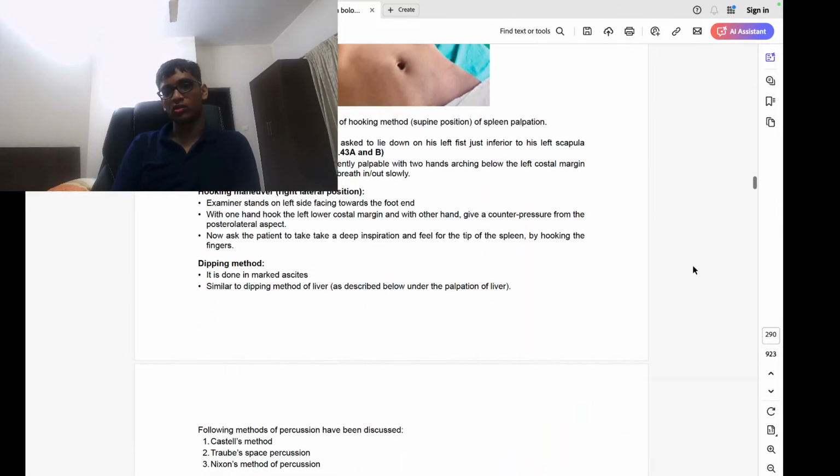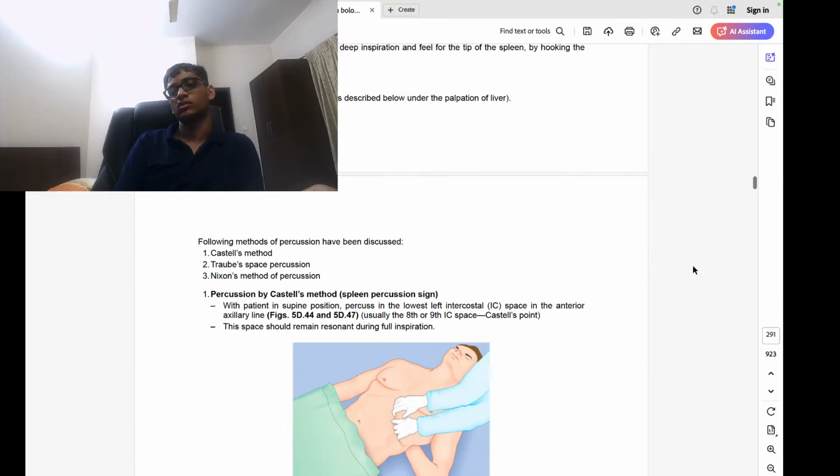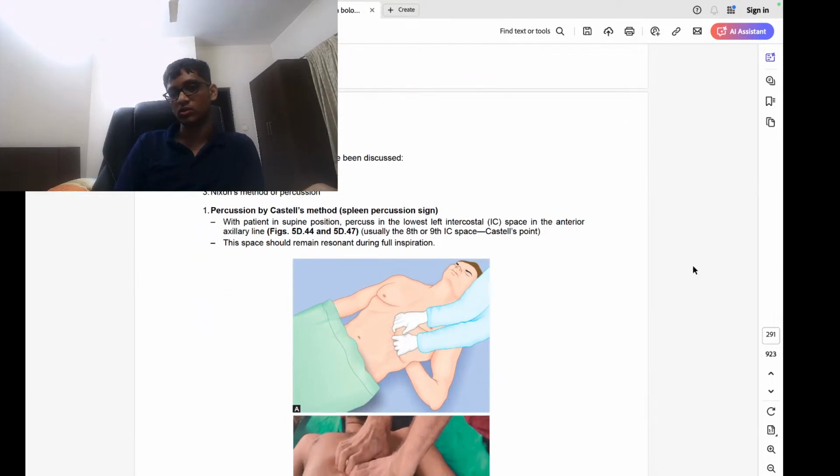Then, in the right lateral position, with the patient lying on the right side facing towards the forehead, with one hand hook the left costal margin, and with the other hand give counter pressure from the posterolateral aspect. Now ask the patient to take a deep inspiration and feel for the tip of the spleen by hooking the fingers. Then the dipping method, similar to that used in ascites.